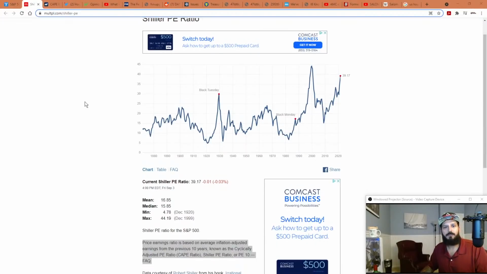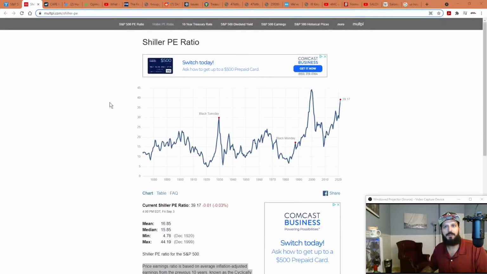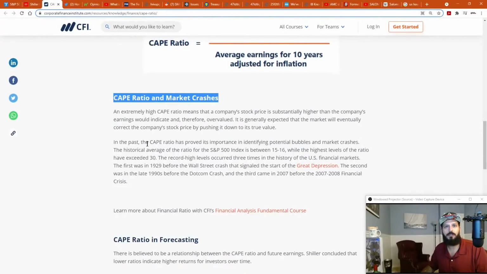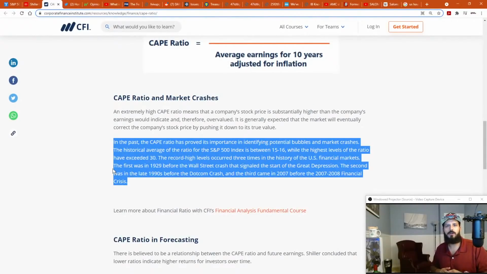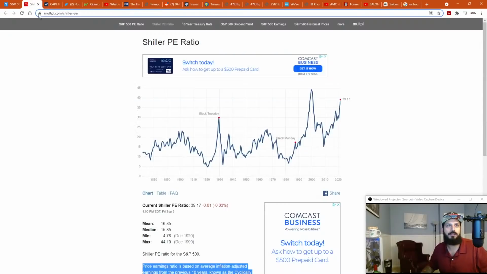So anyways, we're going to go for a lot more of a ride than just that. That's pretty interesting information, though, I think, with the Shiller PE ratio. The CAPE ratio has proved its importance in identifying potential bubbles and market crashes, and it's been pretty consistent, as you can see. The higher it gets, the more likelihood of a market crash to precede it, okay? And this has been historic.